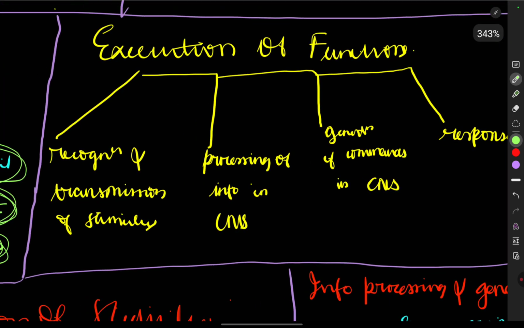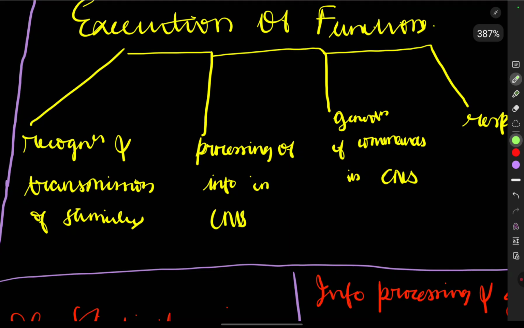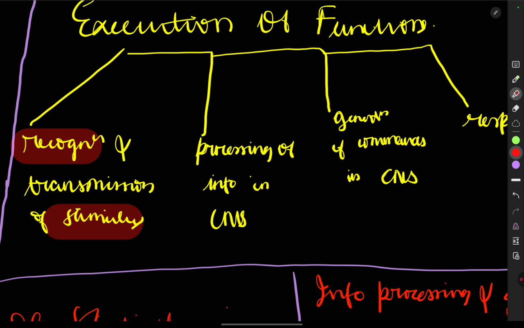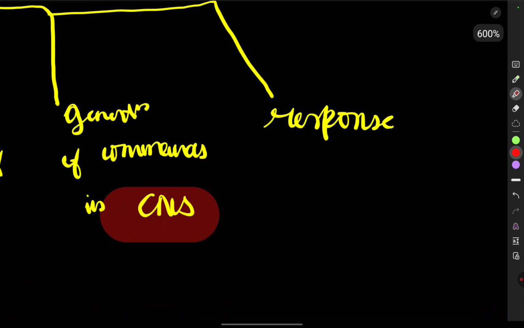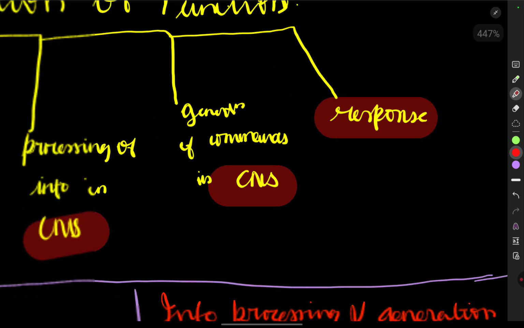Now execution of the functions, how does this occur? So it occurs by recognition and transmission of the stimulus, and then presenting it to the CNS and generating a command in the CNS and sending it to the peripheral or the target organ, which is called the response.